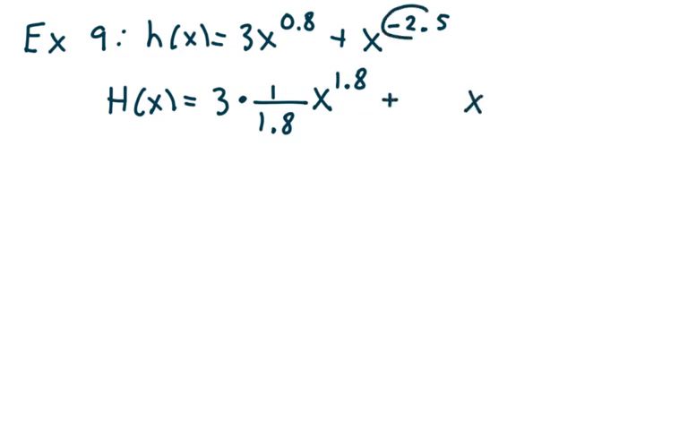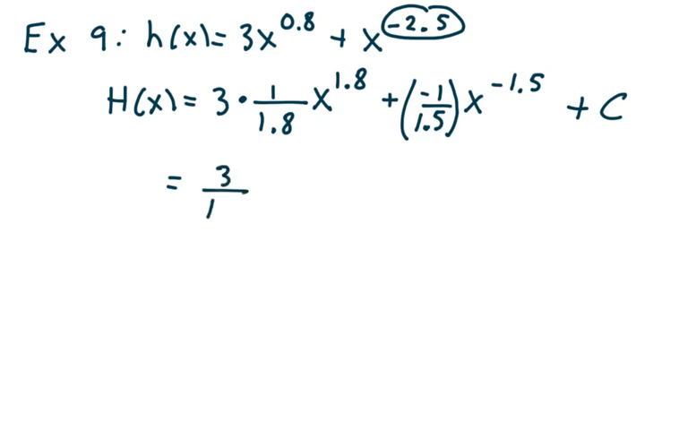Now, if I add 1 to negative 2.5, I get negative 1.5. And then I'm going to multiply by negative 1 over 1.5. And then I'm going to add c. So this is 3 over 1.8 x to the 1.8 minus, now, minus 1 over 1.5, let me just write that down, x to the negative 1.5 plus c.